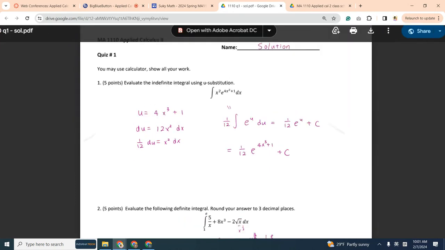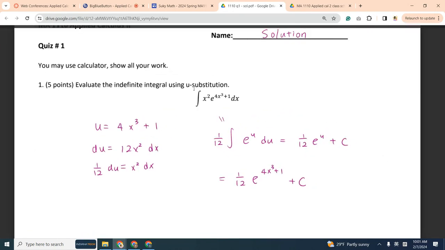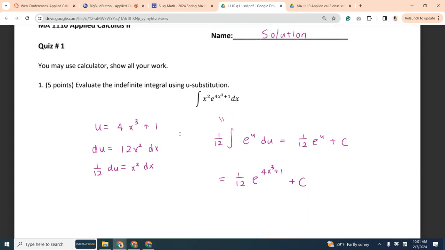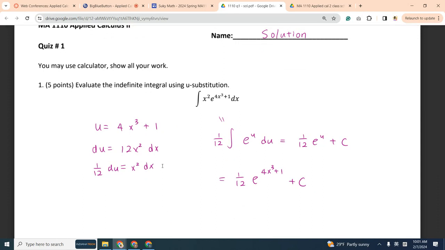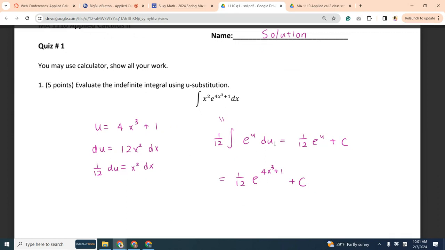So the first problem, we use the u substitution. Let u be 4x cubed plus 1. du is 12x squared dx. But we have x squared dx, we don't have the 12. So both sides divided by 12. And then x squared dx is 1 over 12 du. Put the 1 over 12 in front of the integral, du at the end.